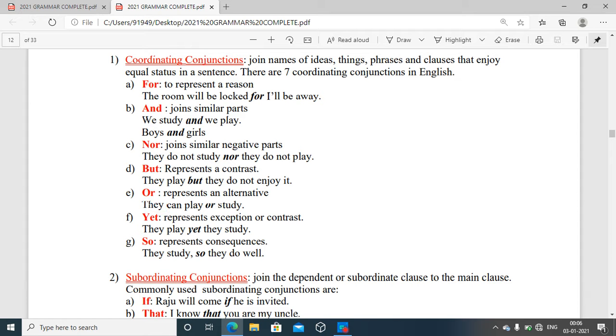Then 'yet' is the next type of coordinating conjunction. 'Yet' represents exceptions or contrast. Again, a contrast can be mentioned, and an exception can be mentioned.